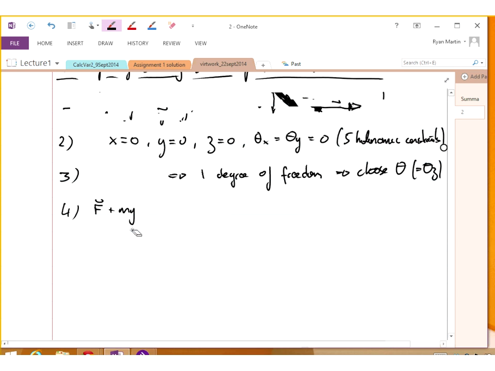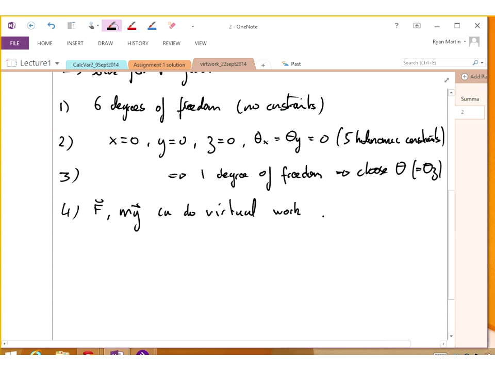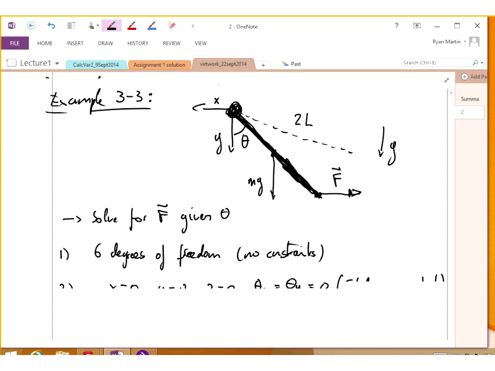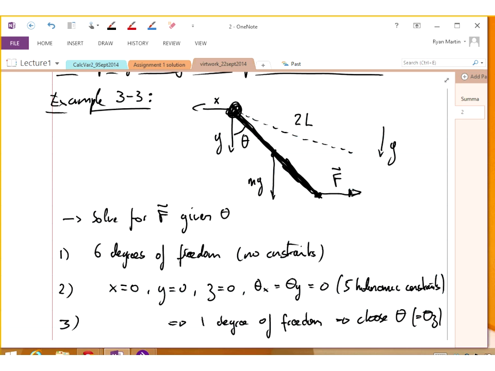So the forces that can do work are F and mg. They can do virtual work. Now, if this were a Newtonian physics problem, or you're going to solve it with the vector mechanics, then that's not the only forces on the rod, right? You have some reaction forces at the pivot point. And if you're using Newton's laws, you have to take those into account.